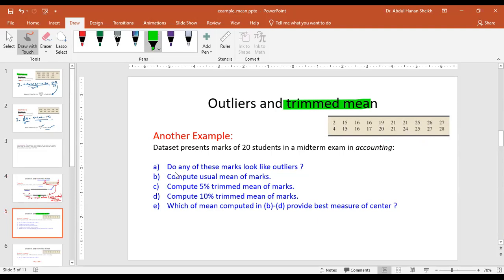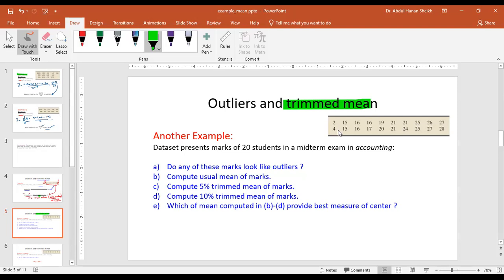The very first one is, do any of these marks look like outliers? So does any student have very extreme marks? So 4 and 28 and 2 and 27. All right, so I would classify 2 and 4 as the outliers, or the extreme values. 28 and 27 are the maximum values, but 26 is very close to 27, 25 is even closer to 27, and 24 is there. So these are not outliers. 2 and 4 are outliers.